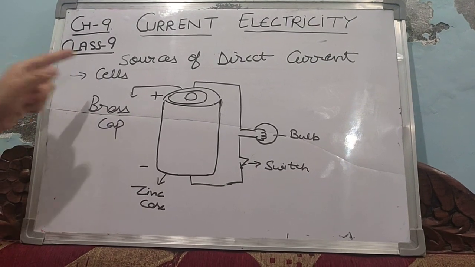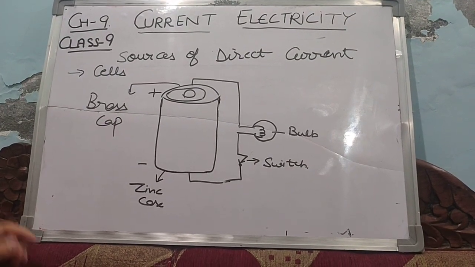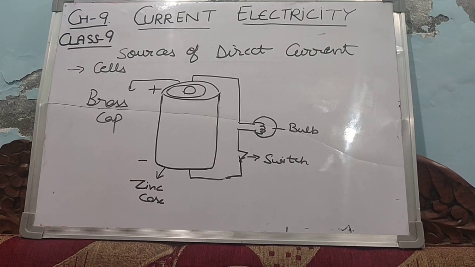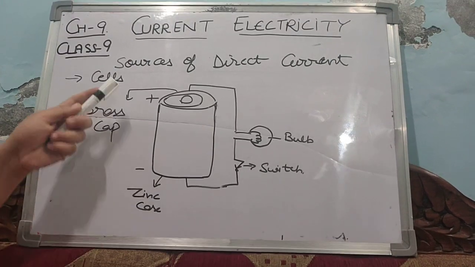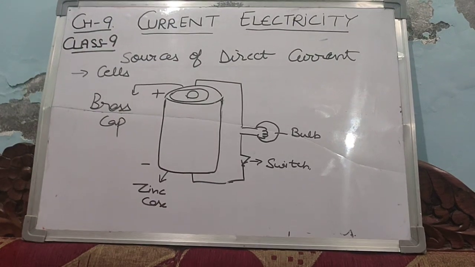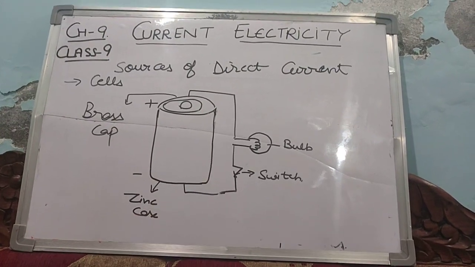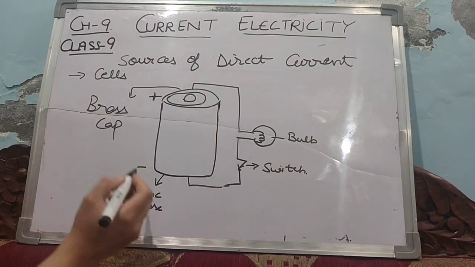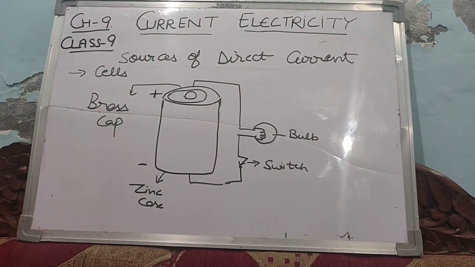Now what are the sources of direct current? We are familiar with cells used in a torch to light up its bulb. So the cells are the source of your direct current. You can see in the figure I have drawn a cell. Let us say this is the positive terminal of a cell and this is the negative terminal of a cell.